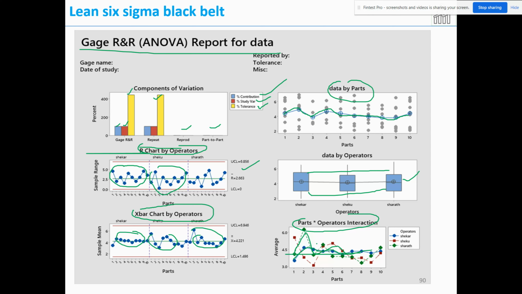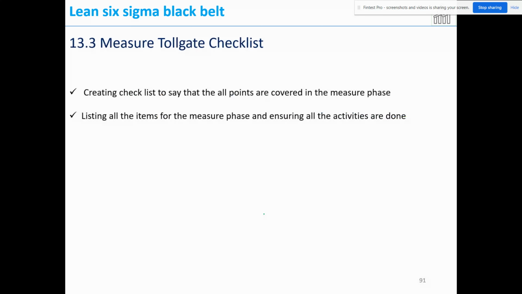Therefore the pattern is also not okay. Therefore we can say this gauge R and R is showing more variation between the measurement system as well as the operator. So next, the measure tollgate checklist.